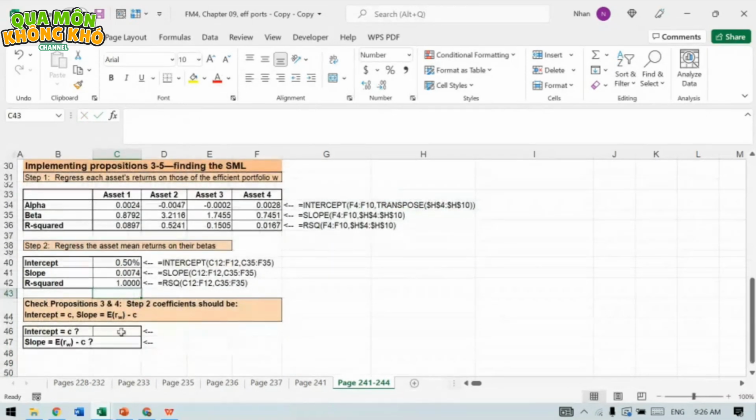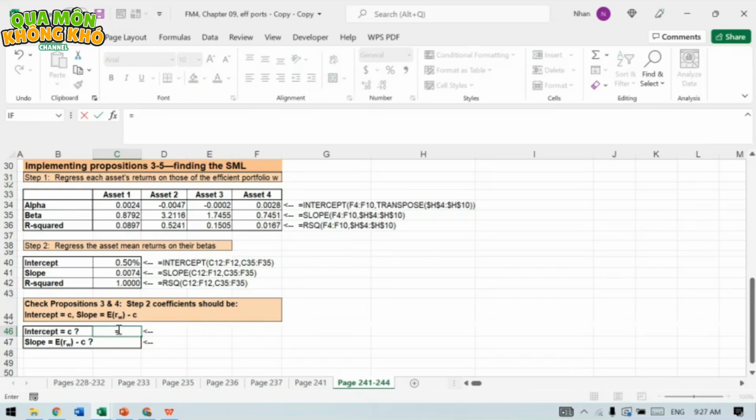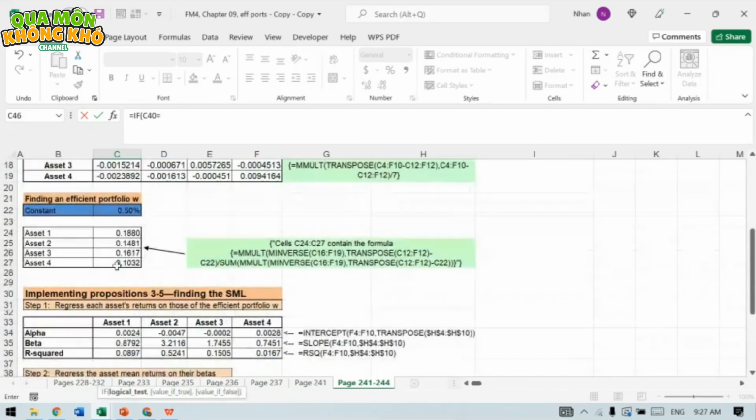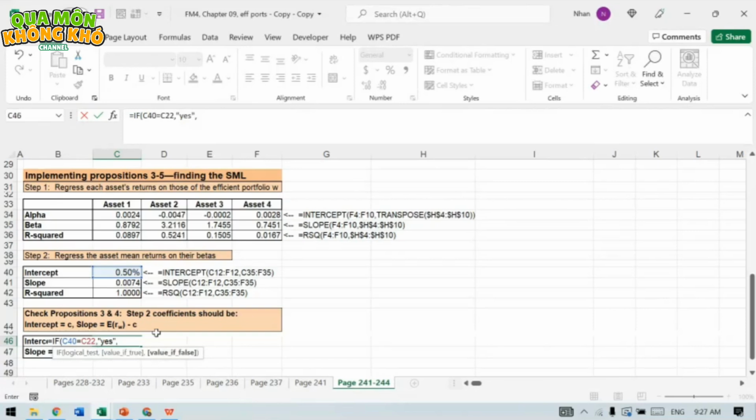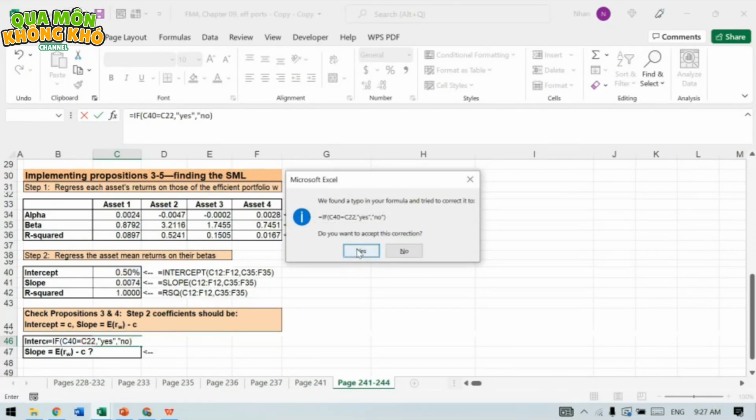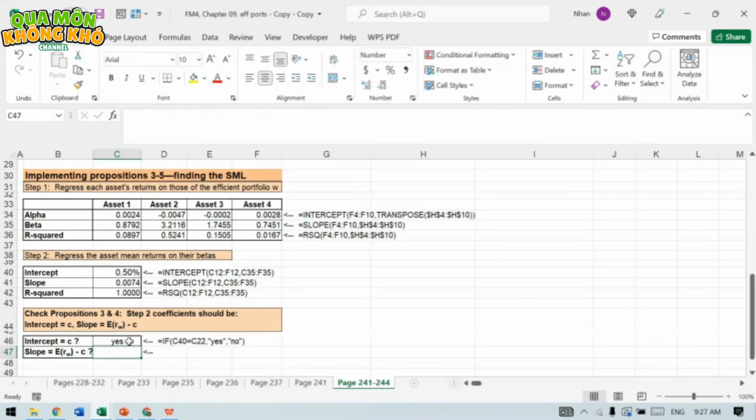And then I will compare the intercept with the constant and the slope with the expected return of the portfolio minus the constant. So I will use the function IF. So if intercept equal constant, let's say yes. And if no, let's say no. Okay. Yes.